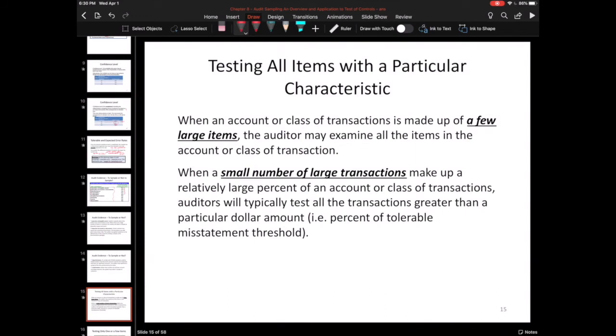If you do have an account that is just made up of a few really large items, so I mean, if your AR balance is 5 really big customer accounts, yeah, you probably wouldn't sample. Pure common sense right there. But sampling does come most in handy in situations where you have huge numbers of transactions and they're all small.